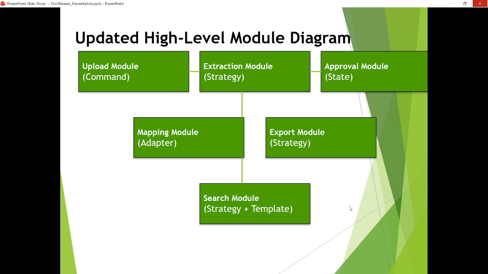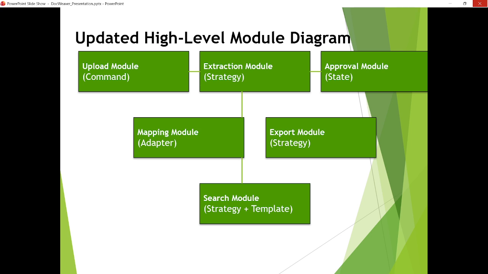Let's see the architecture of our module. The DocWeaver system is built from six main modules. Number one, the upload module. It uses the command pattern, which decouples UI, workflow, and instructions. The second, the extraction module. It uses a strategy pattern to support different document types using a queue and processor model.